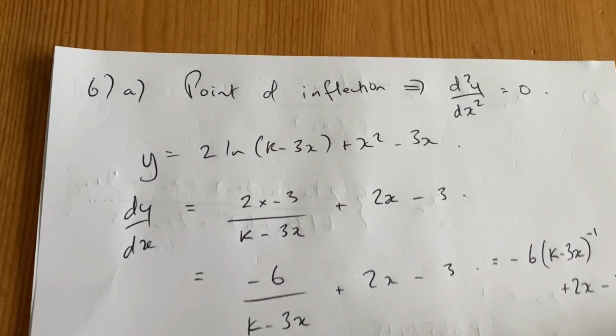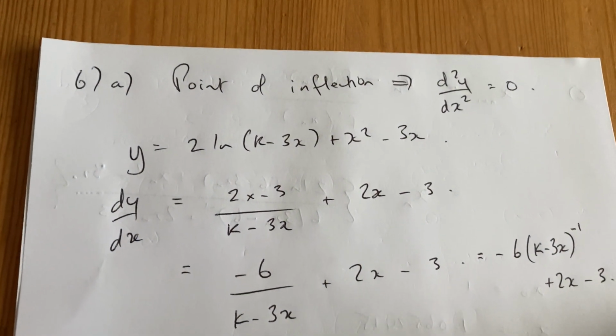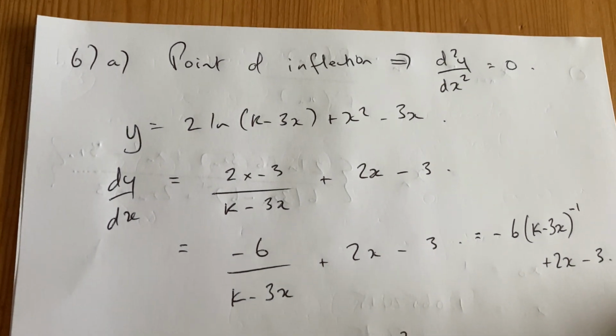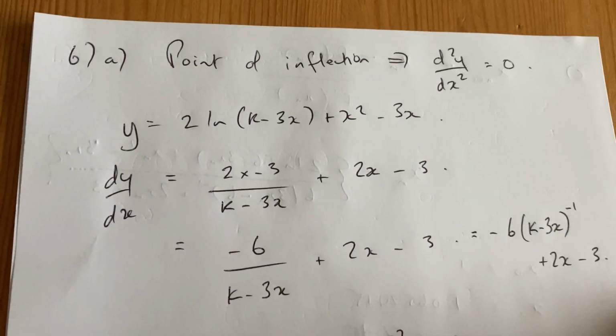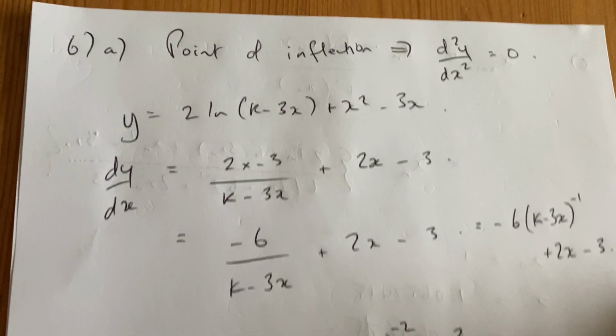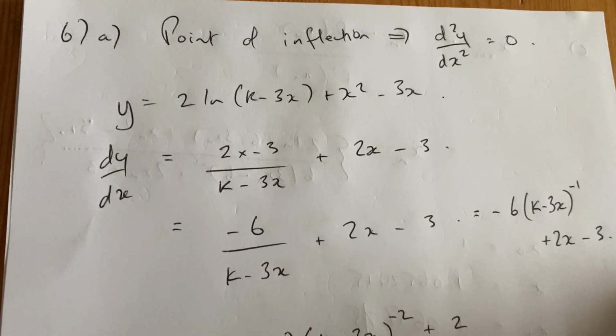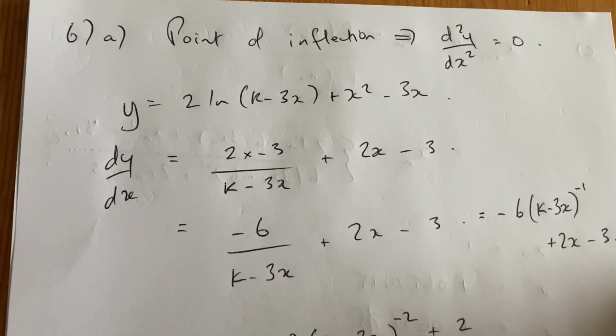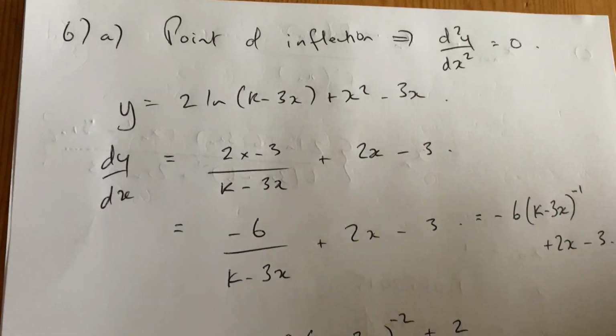Okay, question 6, part A, a point of inflection. What's special about that is that d2y by dx squared equals 0. Not just dy by dx equals 0, because that could happen for a maximum point or a minimum point. What's special for a point of inflection is that the second derivative equals 0.